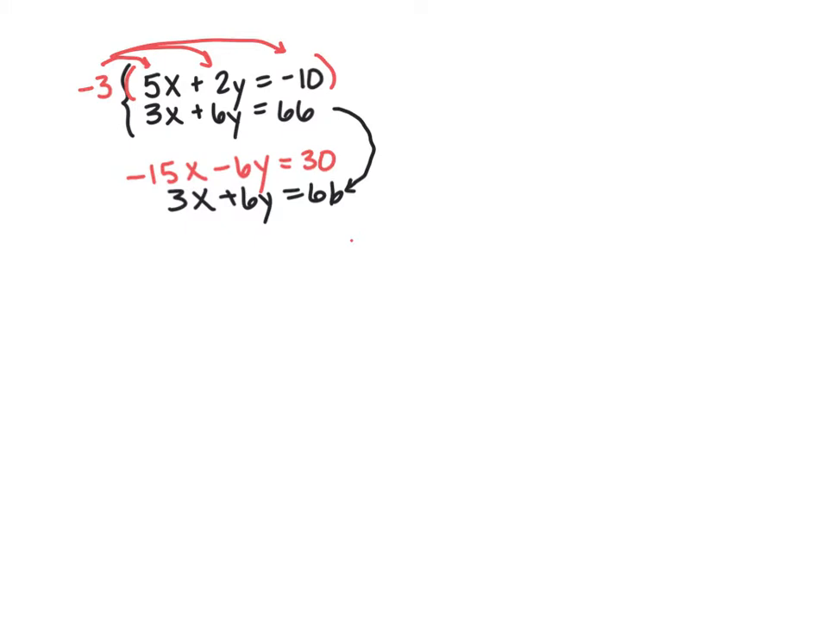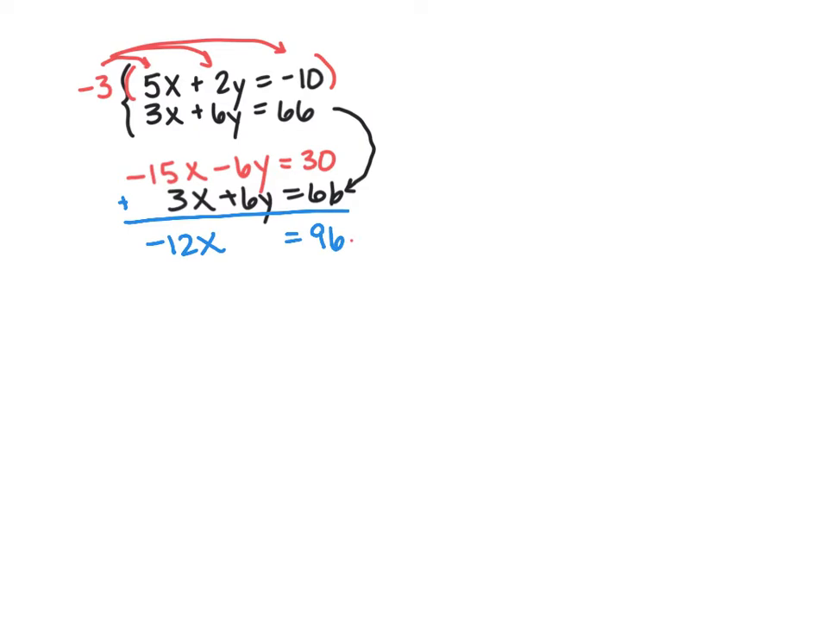And now I have it all set up for elimination. Because I was fair to every term, I haven't really changed anything. I just went ahead and adjusted all of them. If I change just one, I've messed it up. It has to be all terms that are affected. Now I can go ahead and add those together to eliminate. Negative 15x plus a 3x is going to be a negative 12x. I owe 15 x's, I have 3 that I'll pay, I still owe 12. Negative 6y and positive 6y cancel each other out. And positive 30 and a positive 66 is going to be 96.